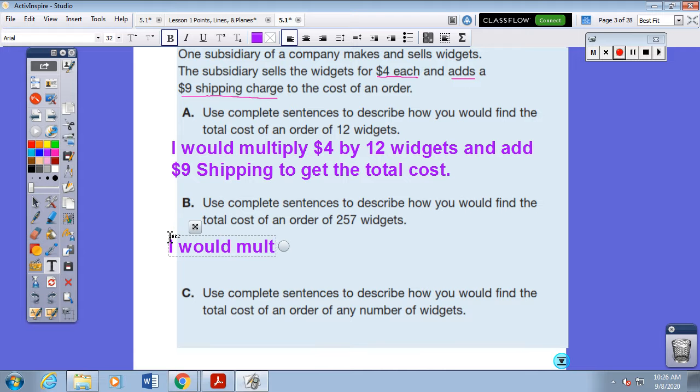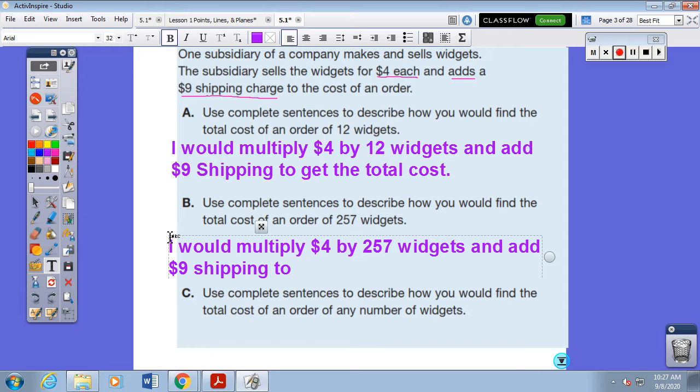So, I would multiply $4 by 257 widgets and add $9 shipping to get the total cost.